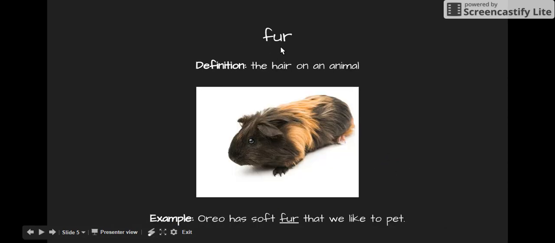Fur is our next word. Again, I'm sure that most of you have heard this word before. Fur is just the hair on an animal. Okay, I put for example, Oreo has soft fur that we like to pet. You might want to describe an animal's fur. You could tell what it looks like and feels like. A lot of times you want to pet an animal's fur.